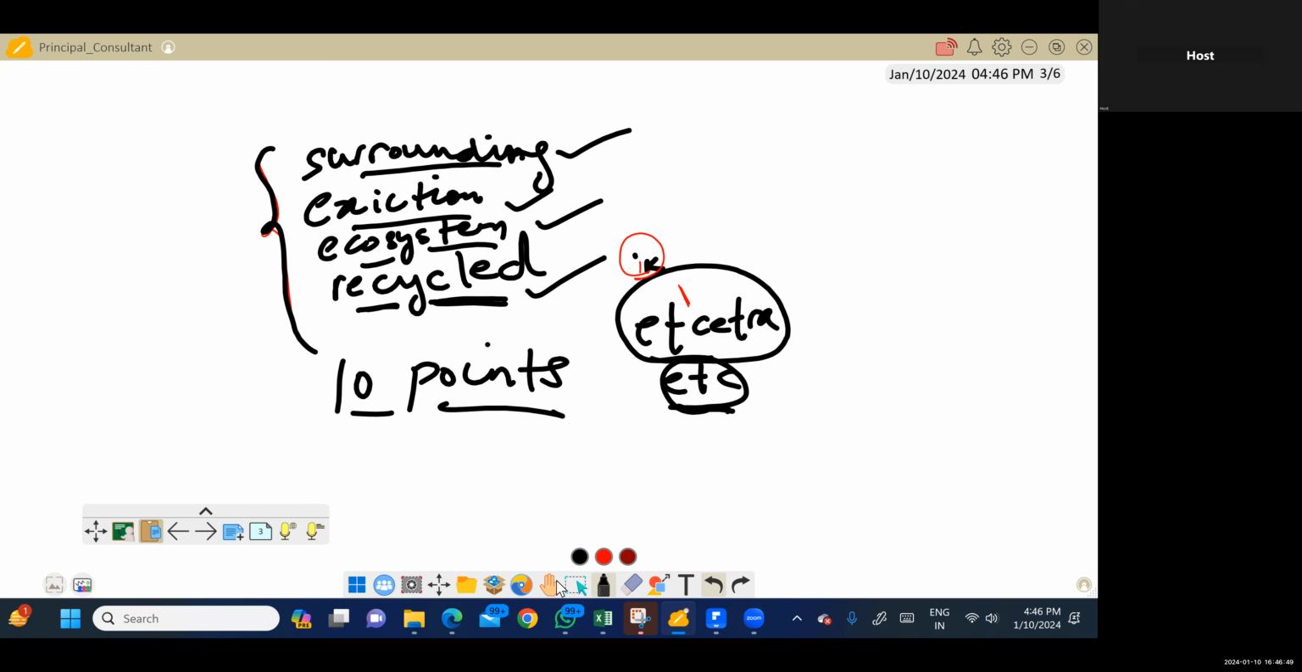Darsh, have you done? No, sir. Do it. Write about environment in 8 to 10 lines.